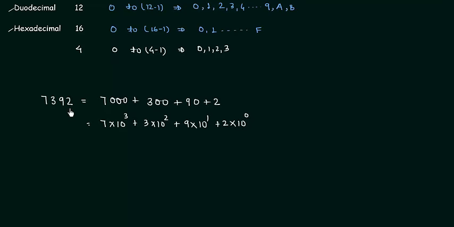7392. The weight of this position is 10 raised to power 0. The weight of this position is 10 raised to power 1. Weight of this position is 10 raised to power 2, and weight of this position is 10 raised to power 3. Generally, the coefficients 7, 3, 9, 2. These are the coefficients, and generally the coefficients are written and the power of 10 is determined by their position. The number system with weights on position we call weighted number system, and the number system in which there is no weight on the position we call unweighted number system.